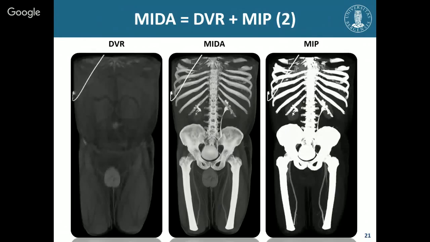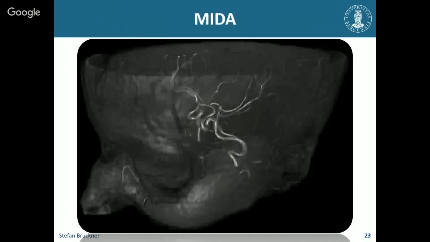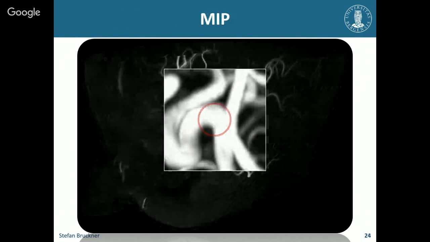Now, what is the benefit of that? Let's look at an example. This is a contrast MRI data set of the brain. If you look at the MIP image, we see there are a lot of blood vessels. However, if we look at the META image, where we also don't have to do any transfer function tuning, we actually see there's a small aneurysm that would be really difficult to detect in a MIP image.